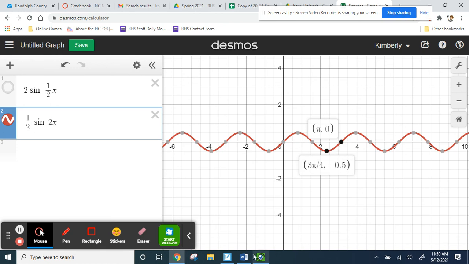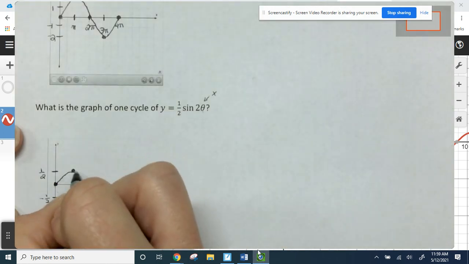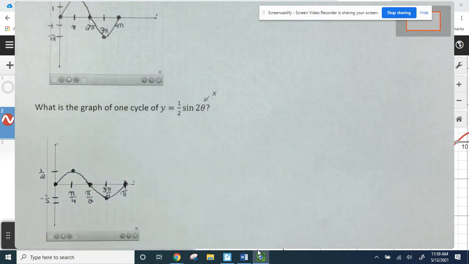All right, so I've plotted all of my points on my graph, and now I'm going to draw my line in. So we have a graph that looks something like that. Desmos is going to be a great friend for you in graphing these sine functions. Okay? If you have any questions, let me know.